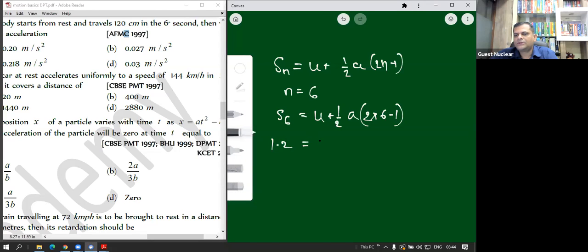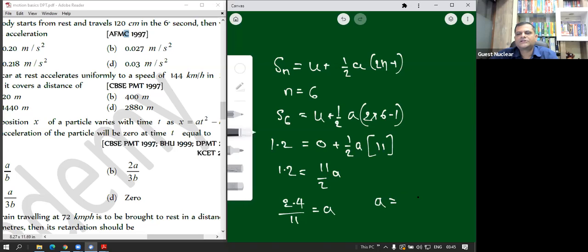1.2 is equal to u, which is rest meaning 0, plus half of a, which is to be found out, and 2 into 6 means 12. 12 minus 1 is going to be 11. So that we get 1.2 equal to 11 by 2 a, which gives, if this 2 is taken to the other side, 1.2 into 2 becomes 2.4. So 2.4 divided by 11 is going to be a here. So the acceleration of the body will be equal to 2.4 upon 11.